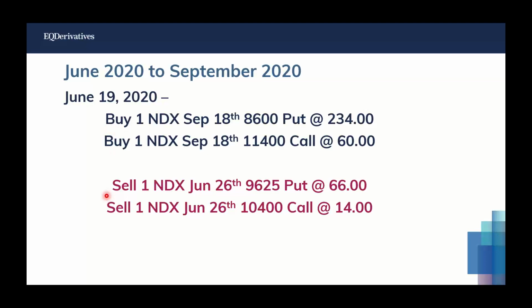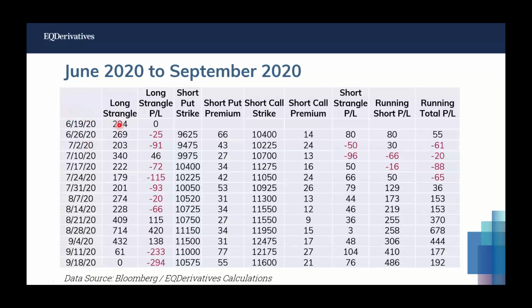And then the first short trade sold the NDX June 26th options that expired the next week. And using that same mathematical convention, I came up with the 9625 put and the 10,400 call. And so the net result here is an initial cost of 214 points. I forgot to include that down here at the bottom, so I got into that math real quick. So the initial cost was $214 to buy this strangle and sell this strangle. And I repeated this process every week through September 18th expiration.